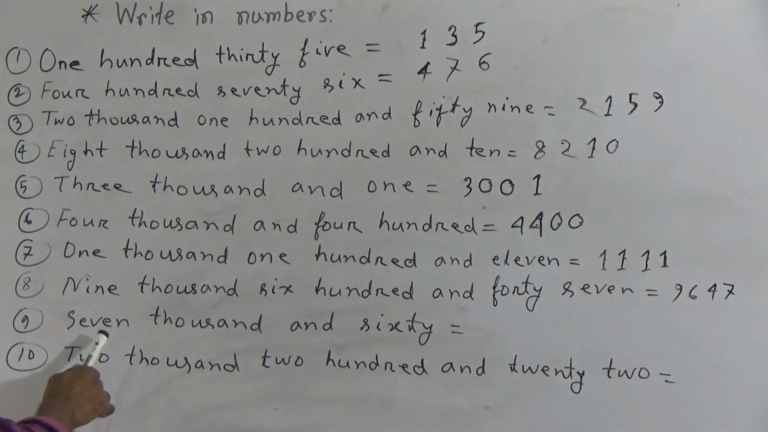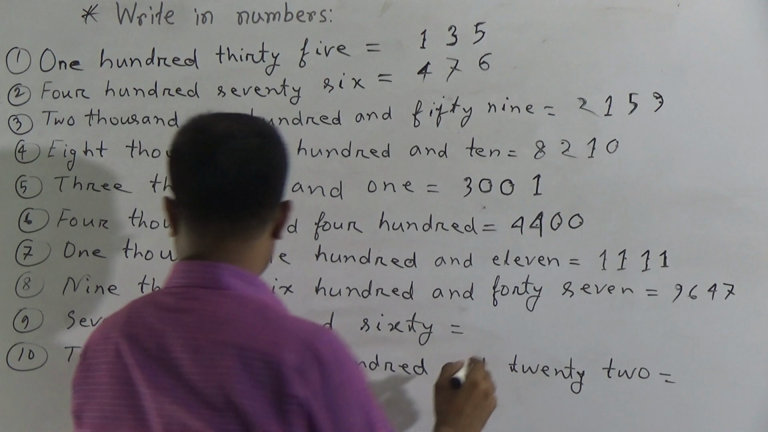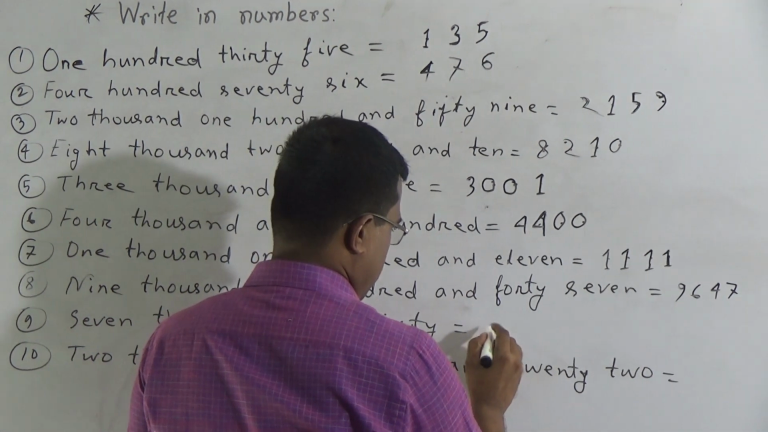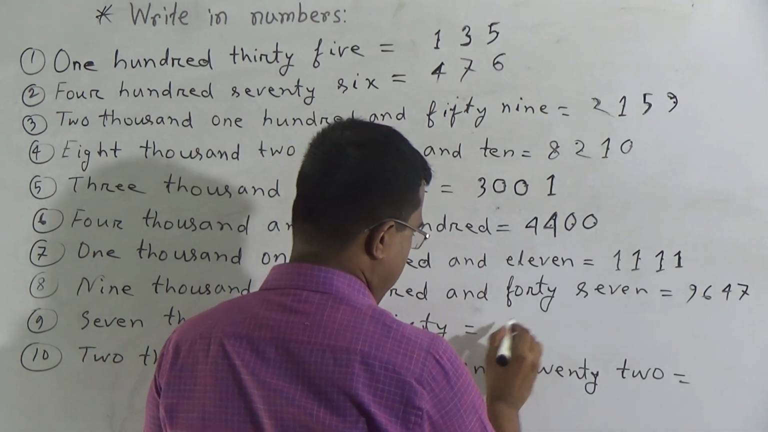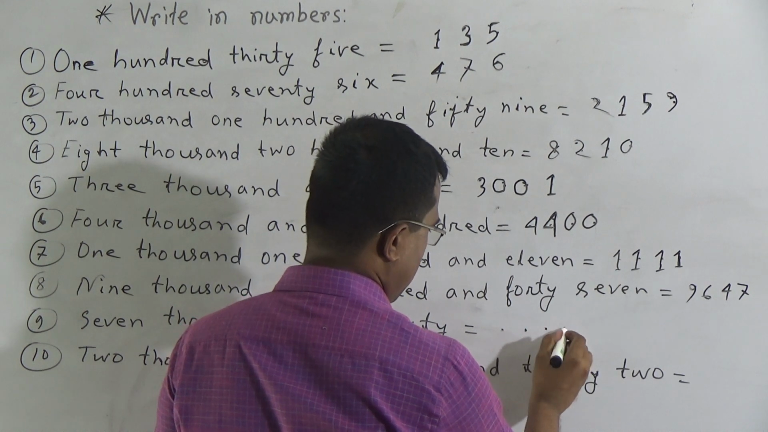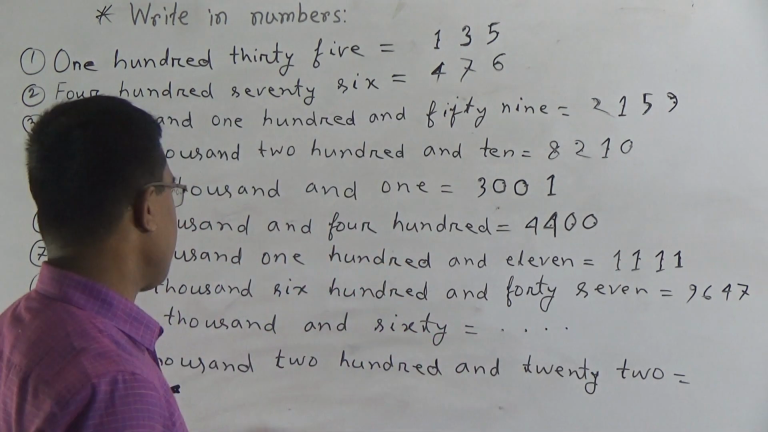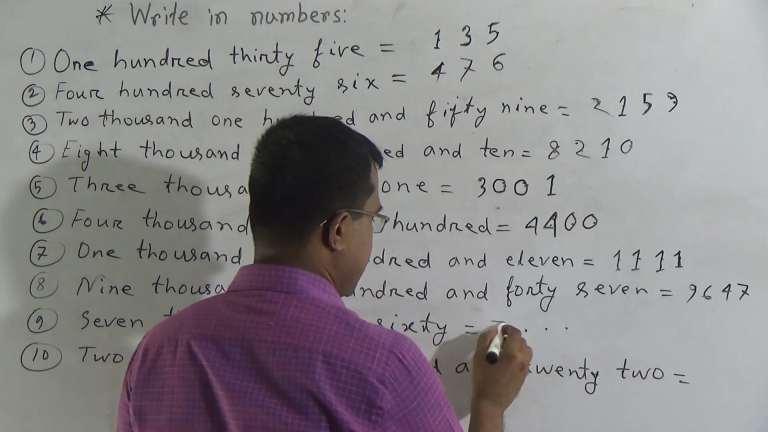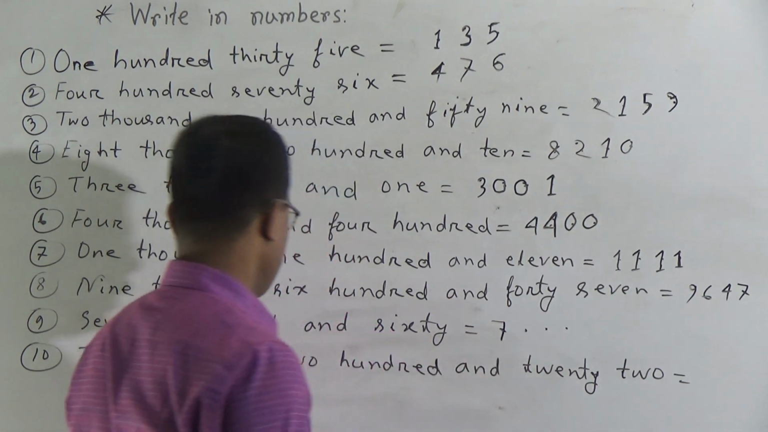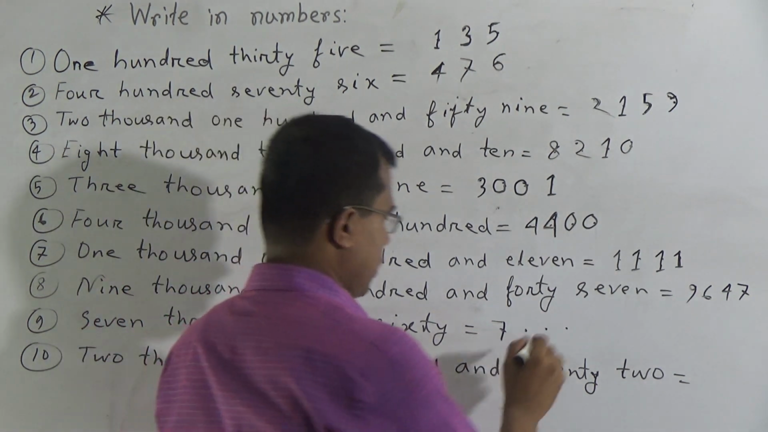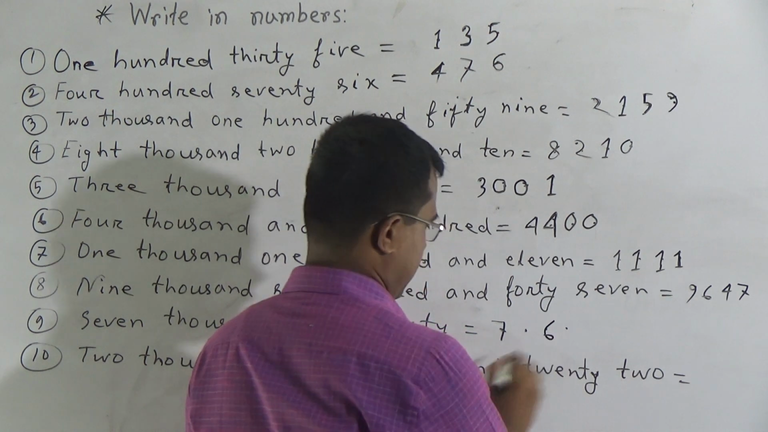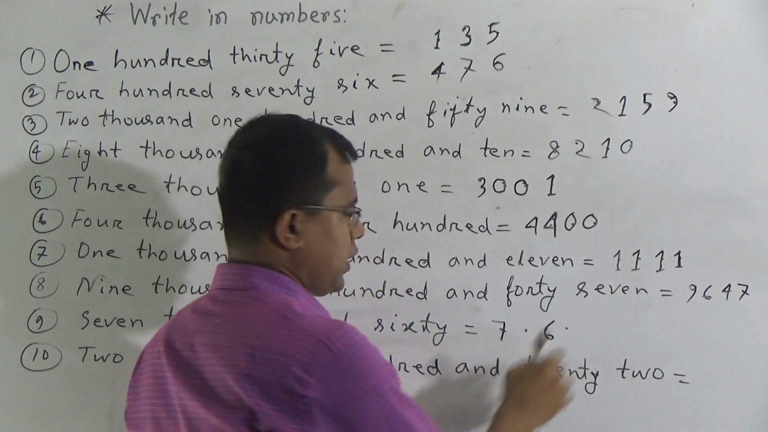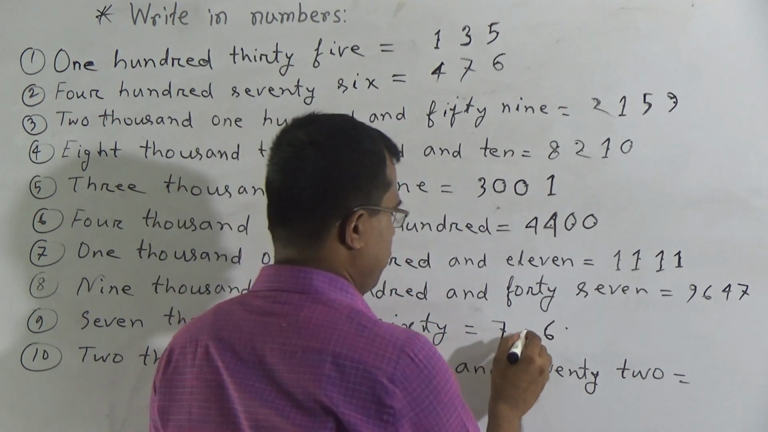Now number 9, 7060. We will take 4 dots, 1, 2, 3 and 4. 7000, that means in the thousands place 7 will come, and 60, 6 will come in the tens place. 2 digits are blank, and in these blank places we have to put 0.